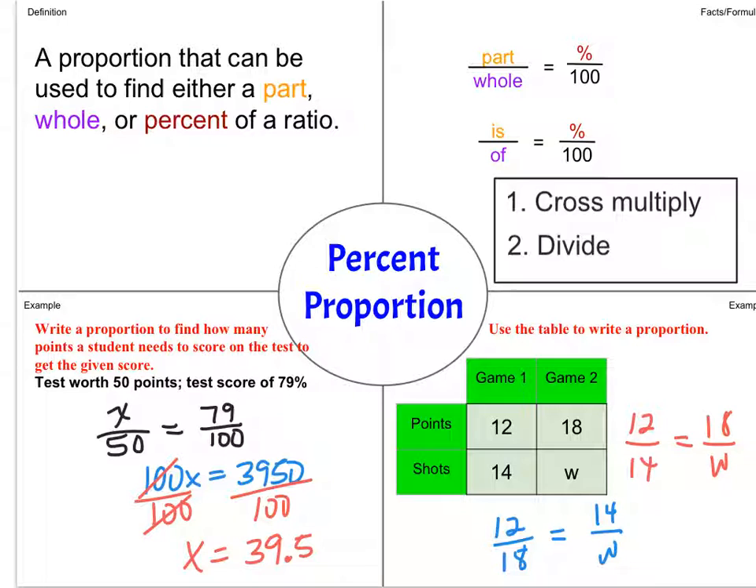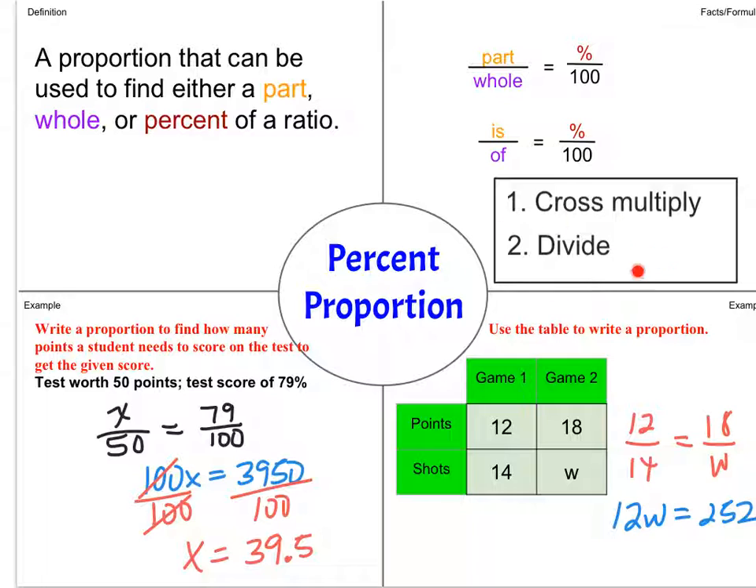For this particular problem, I'm going to just stick with our original setup. And I'll go through the same procedures as I did before. First step is to cross multiply. So 12 times W is 12W, and 14 times 18 is 252.